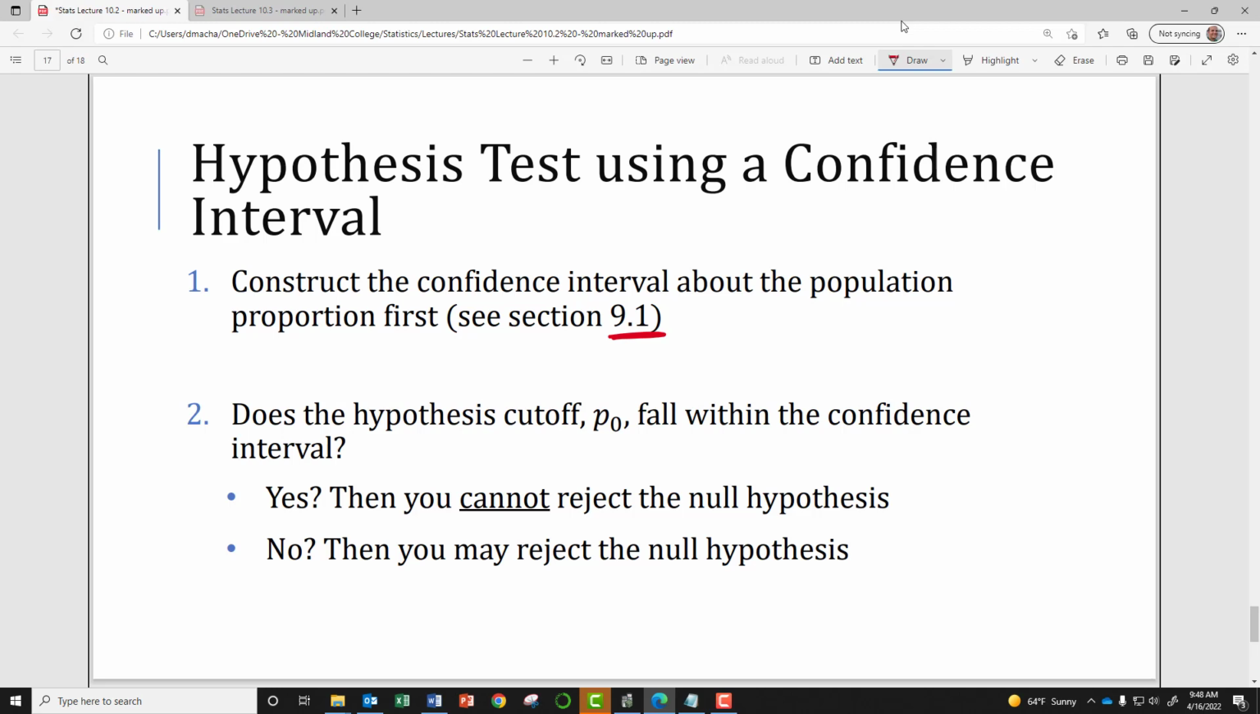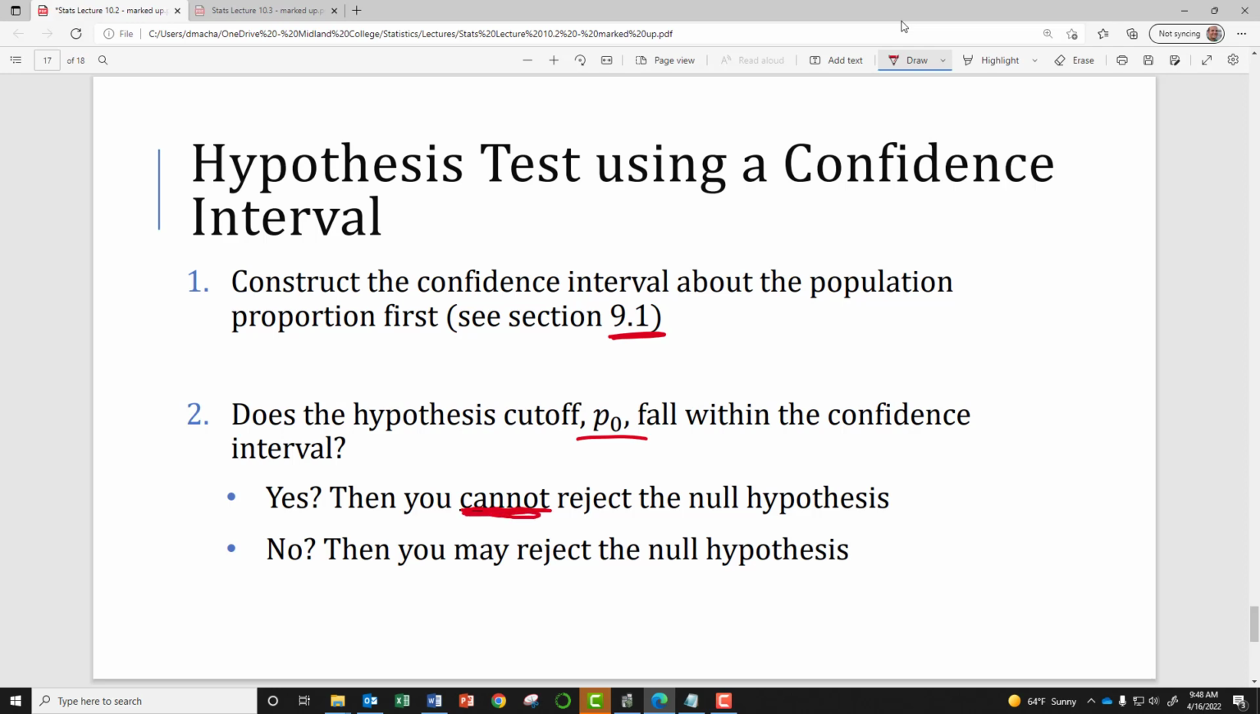Does my hypothesis cutoff, that p-naught value, fall within the interval? Remember in our example, the p-naught is just the boundary between the null hypothesis and the alternative hypothesis, and in that case it was 0.5. We ask ourselves, does that boundary between the null and the alternative, does p-naught fall within the confidence interval that we've just developed? If yes, if p-naught falls inside of our confidence interval that we just built, then we cannot reject the null hypothesis.